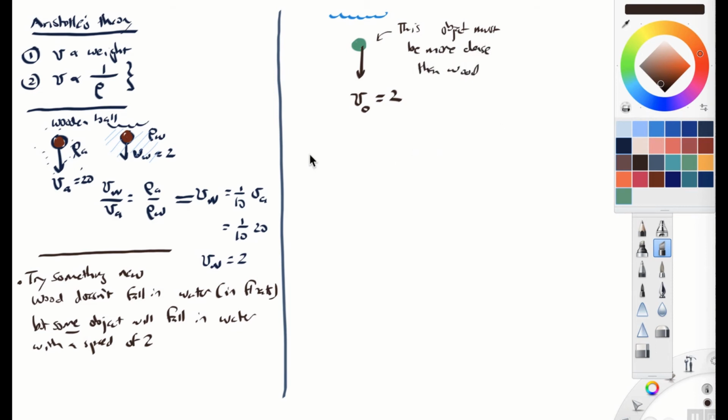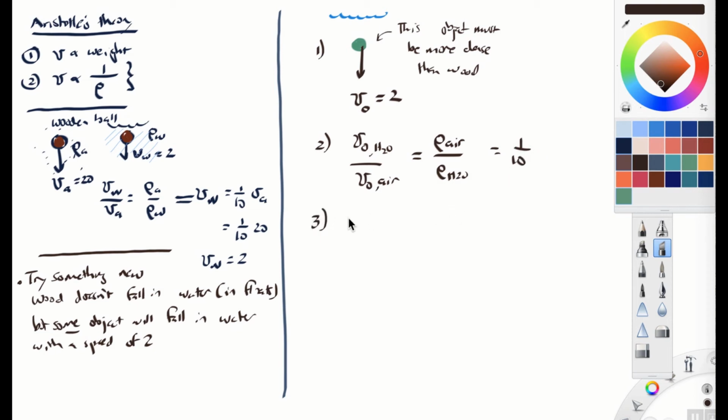Okay? Now, so that's maybe point one. Point two is, what's the velocity that this object falls in water compared to the velocity with which this object falls in air? Well, that should be, again, if Aristotle's theory is correct, the ratio of the density of air compared to the density of water, right? Because the speeds of these objects, if Aristotle's correct, should go as the inverse of their densities. Well, what's the density of air compared to water? And again, it's 1/10. That was the assumption that they're working with.